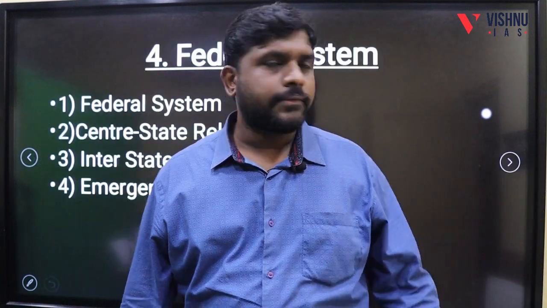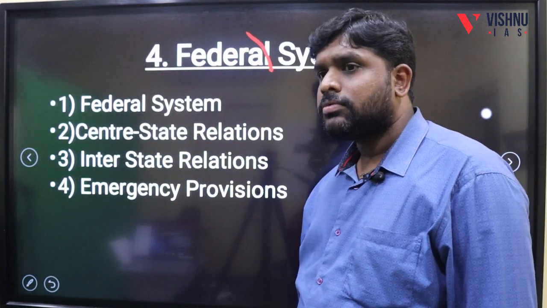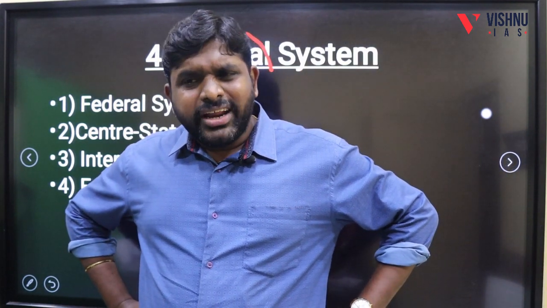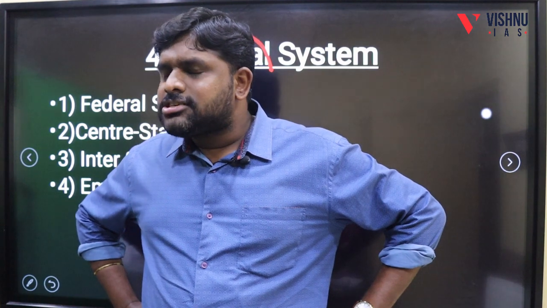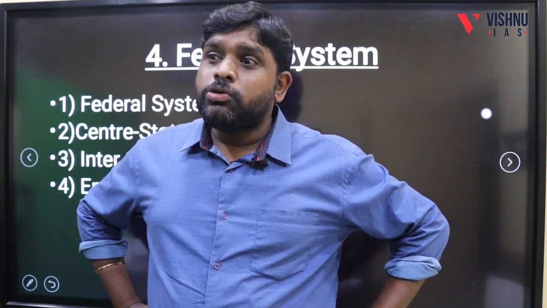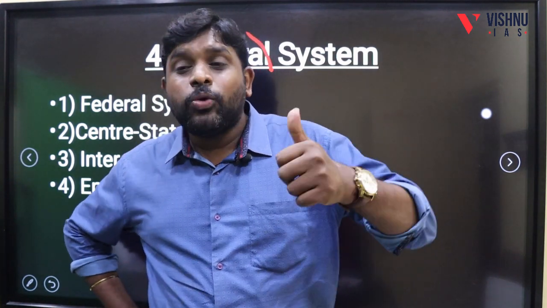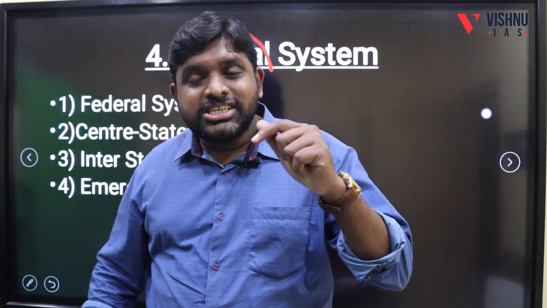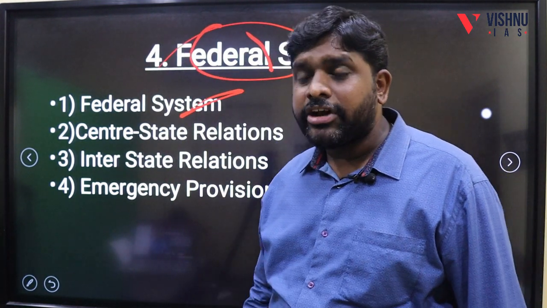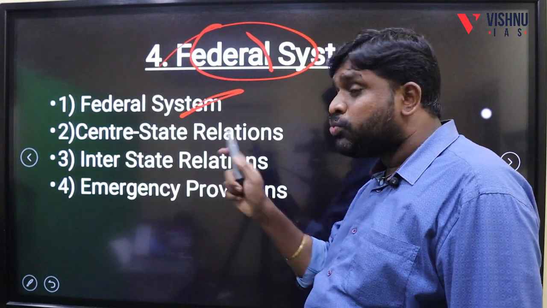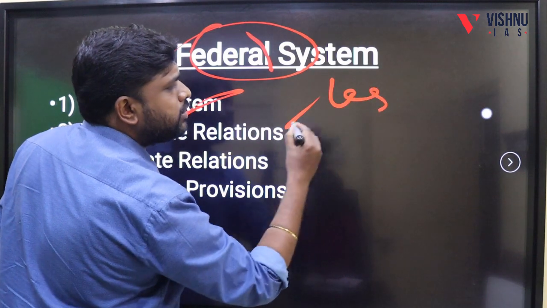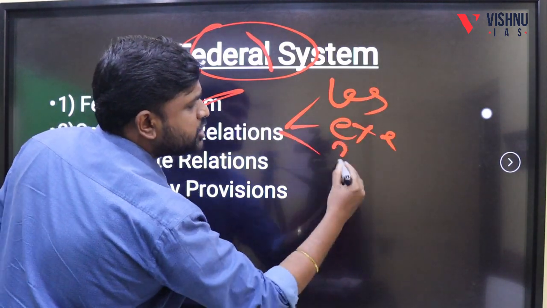System of central government. Federal system. Whether India is federal, unitary or decentralized. India is quasi-federal. It seems to be federal but not federal. Why is it so? Federal features. Center-state relations are very, very important, a very long unit: legislative, executive, financial.